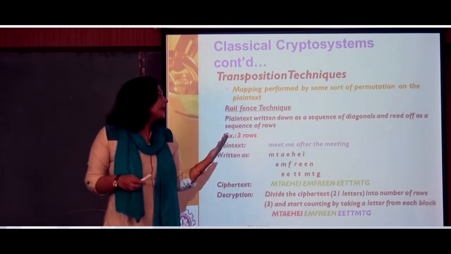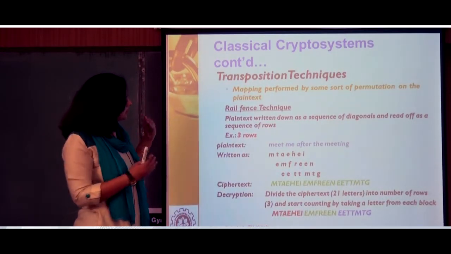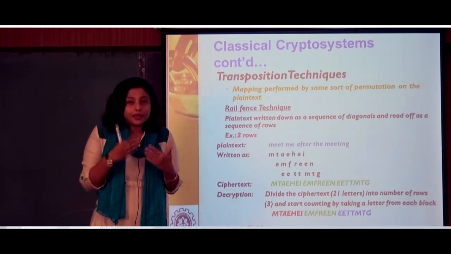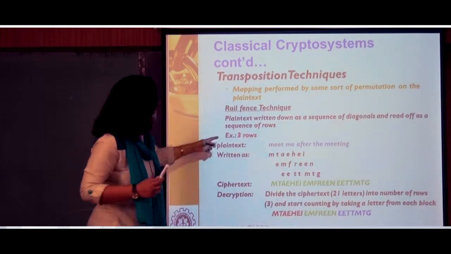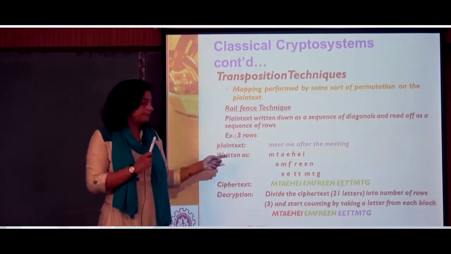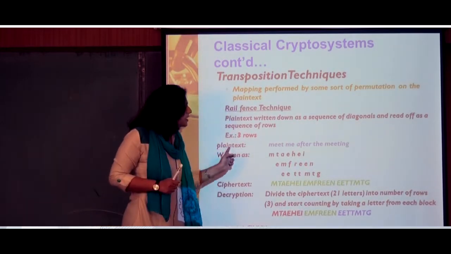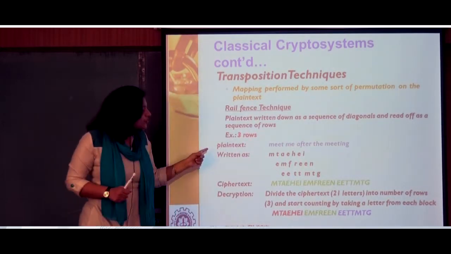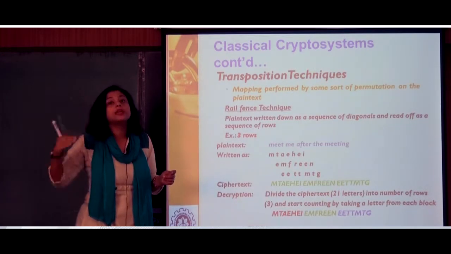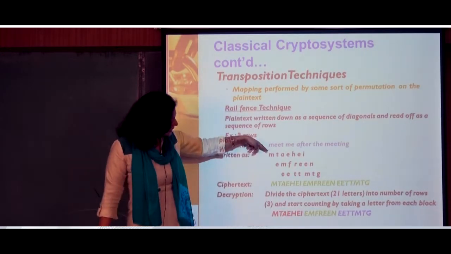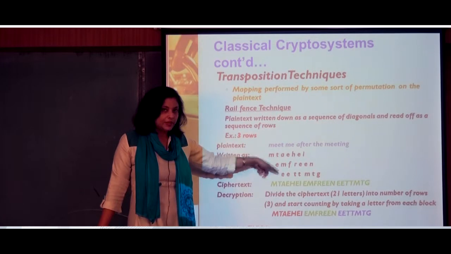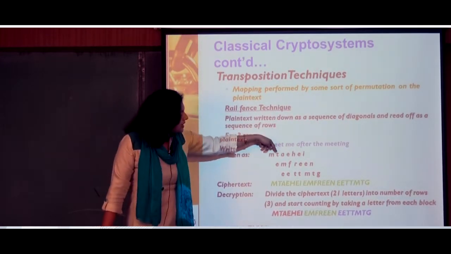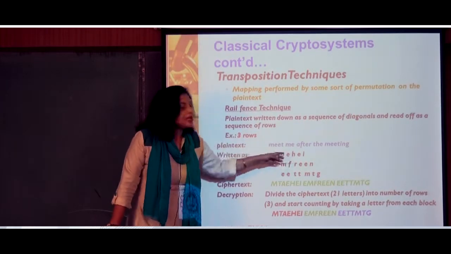Now here, this one I am showing you with the same plain text, but here I am taking 3 rows. So the key will be 3. So here's again the same plain text I am taking, meet me after the meeting. So it should be written in diagonals in 3 rows. So you start writing like this, M E E. So 3 rows completed. Again start from the first row, that is second letter. So T M E A F T, and so on.